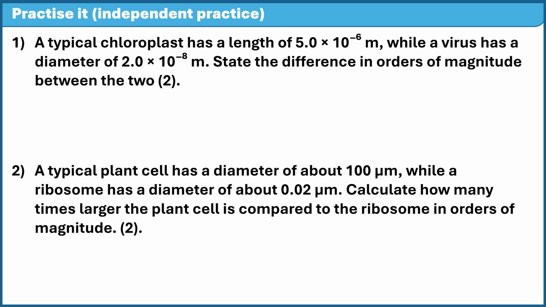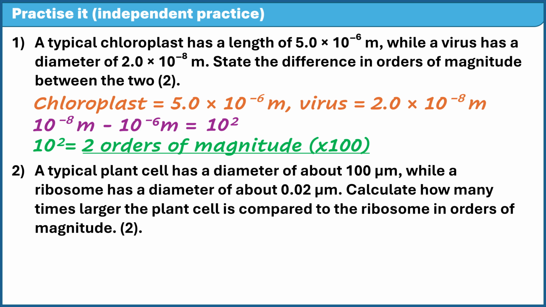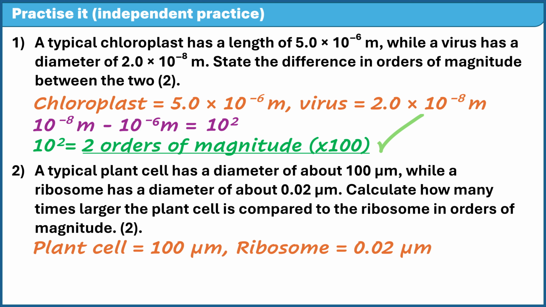Welcome back. Let's mark your work. For question 1, the chloroplast is 5 times 10 to the minus 6 meters and the virus is 2 times 10 to the minus 8 meters. We find the difference between the powers. 10 to the minus 8 minus 10 to the minus 6 equals 10 to the power of 2. 10 to the power of 2 equals 2 orders of magnitude, which means 100 times bigger. If you got that right, brilliant. That's 2 marks secured.